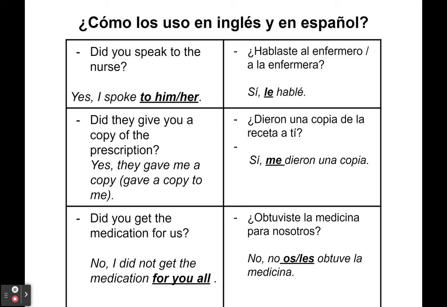They gave it to you. So the way we would say to answer this in English is, yes, they gave me a copy. If we were being very literal, we'd be saying, yes, they gave a copy to me in order to answer that.